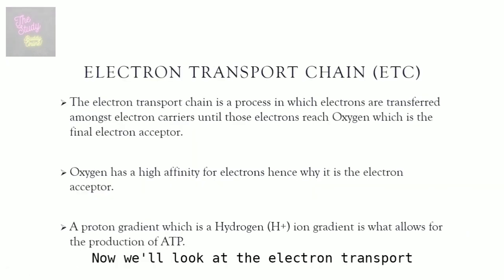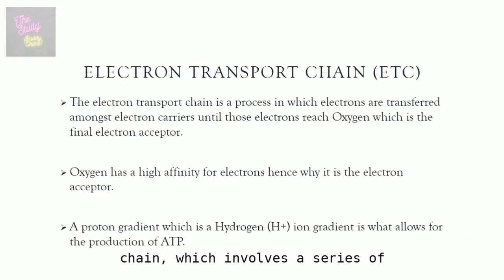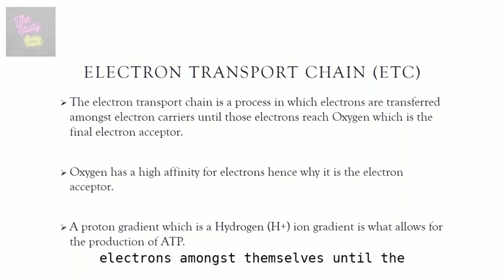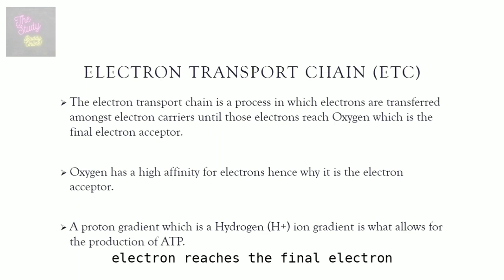Now we'll look at the electron transport chain, which involves a series of electron carriers that transfer electrons amongst themselves until the electron reaches the final electron acceptor, which is oxygen. And oxygen is the final electron acceptor because it is highly electronegative, whereby it has a great affinity for electrons, meaning it likes electrons, so it pulls electrons towards itself. And if you recall, oxygen is one of the requirements of cellular respiration, and this is where it comes in.